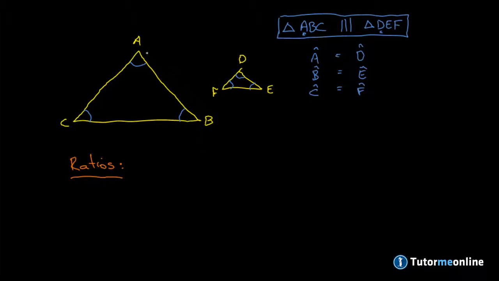So what we can say is that the side AB divided by the side BC, so that is the ratio of AB over BC, would be equal to the same ratio of the corresponding sides of the similar triangle. So the corresponding side to AB of triangle DEF would then be DE, and the corresponding side of BC in the triangle DEF would then be EF. So this ratio states that AB over BC would then be equal to DE over EF.